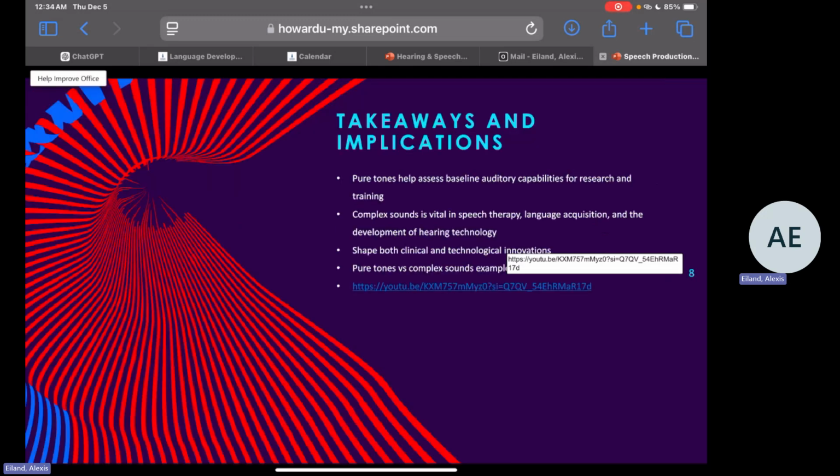Key takeaways and implications. Pure tones help assess baseline auditory capabilities for hearing research and training. Complex sounds are vital in speech therapy, language acquisition, and development of hearing technologies such as hearing aids and cochlear implants.